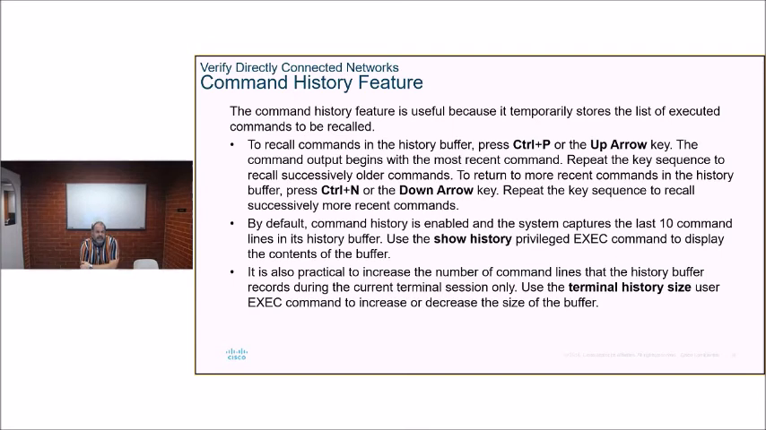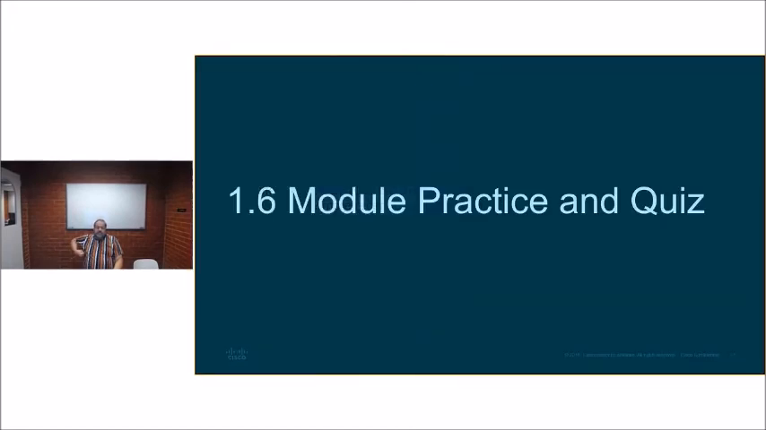There is also the command history feature, and so you can use Control P for previous or the up arrow to see the previous commands and keep going. Control N, of course, will scroll you down the list, as well as the down arrow. I just use the arrow keys. You can do show history. It'll show you the last 10 by default. It's also practical to increase the number of commands by using the terminal history size command. And so you can increase the size to more than 10.